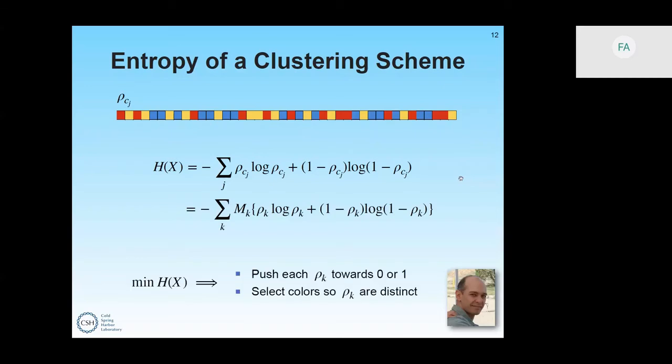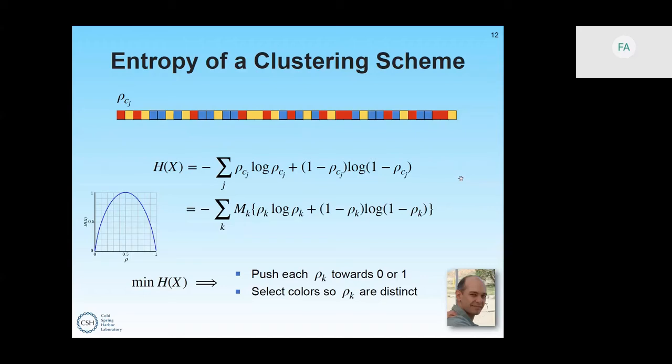Well, if we minimize this entropy, it's going to tend to find clustering schemes that push rho towards 0 or 1. Why is that? Well, it's because the entropy of a Bernoulli variable is minimized when the probability is close to 0 or 1, and it's maximized when the probability is close to 0.5. In addition, it's going to tend to find clusterings that separate the colors by row. It's going to try to find clusterings that give you quite different rows.